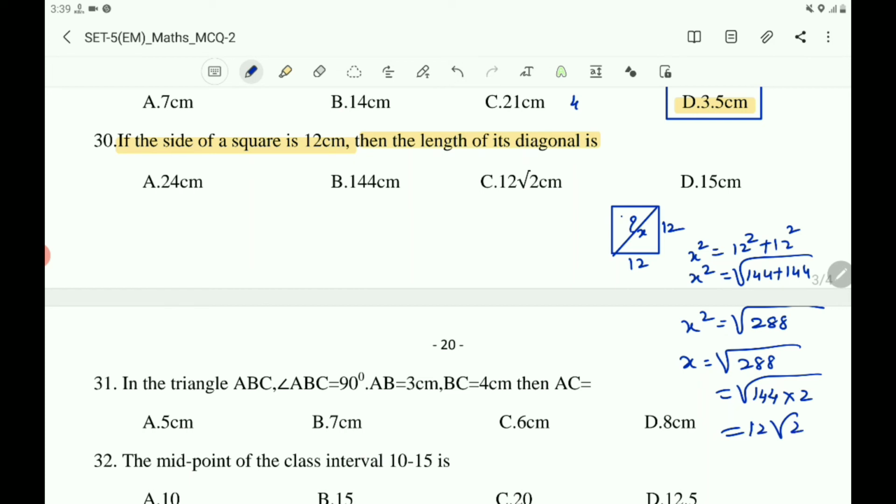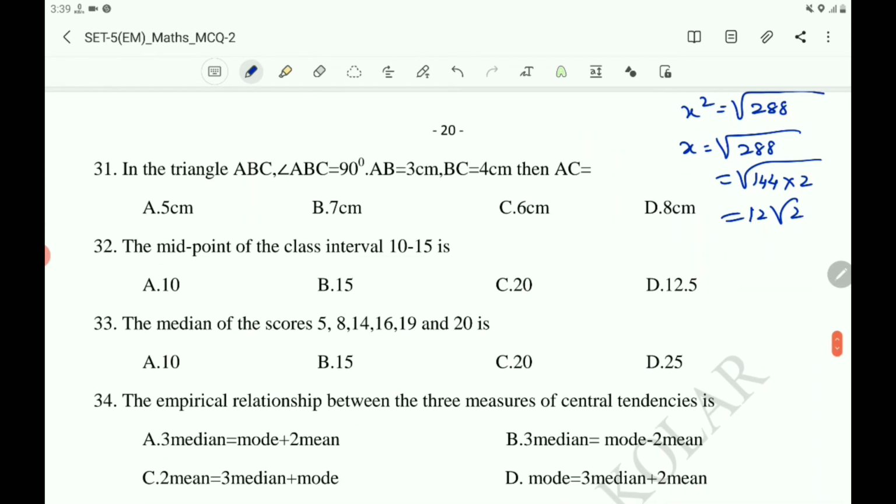So then what is the answer? Option C is the answer, 12 root 2 centimeter. Next, let us take question number 31.